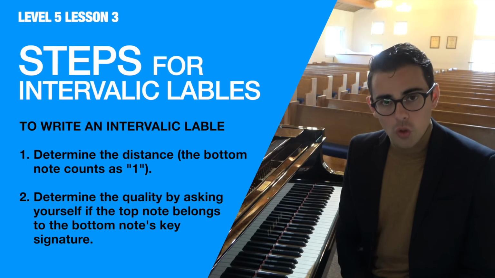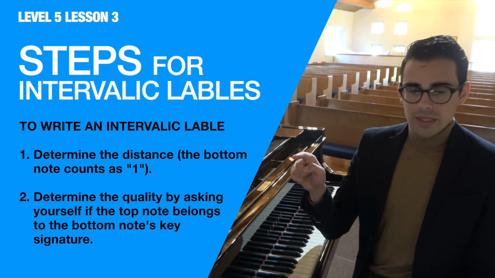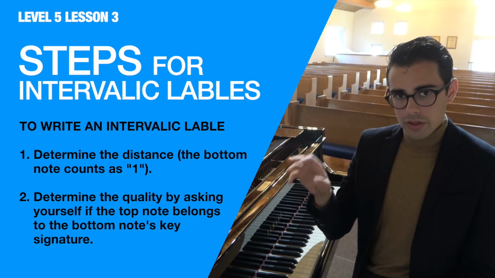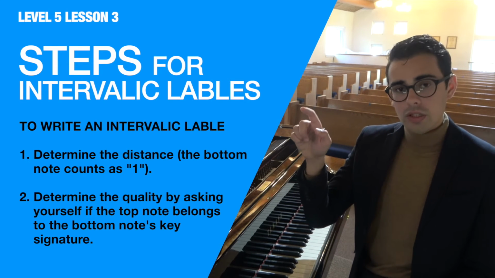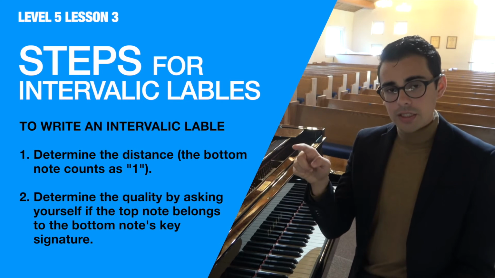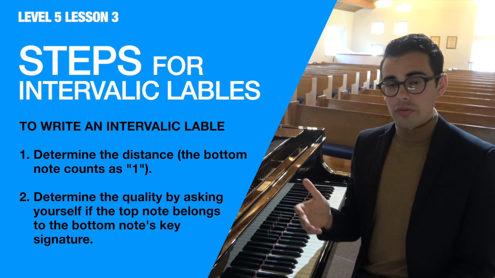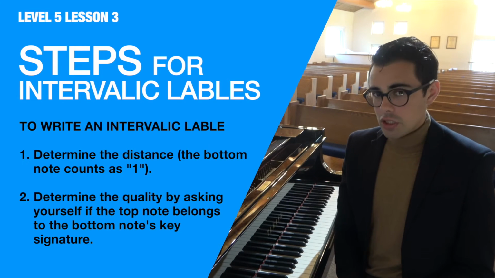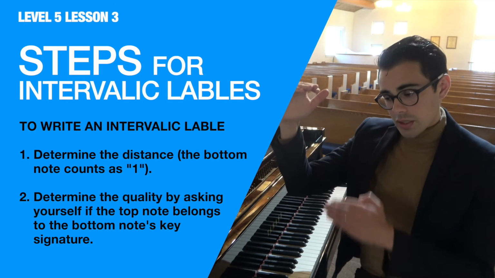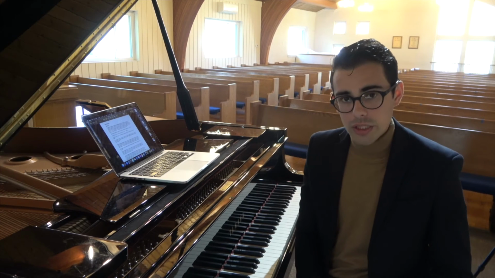Step 2 is to figure out the quality of the interval you're looking at, and you do this by asking yourself, what's the key signature of the bottom note? And you figure that out. Then you look at the top note and ask, is this top note in the bottom note's key signature? And if it is, that's good. That means you're working with a perfect or a major interval. And if it's not, you have to figure out, is it smaller or bigger than it should be if it was in the major scale, and then adjust the quality accordingly.